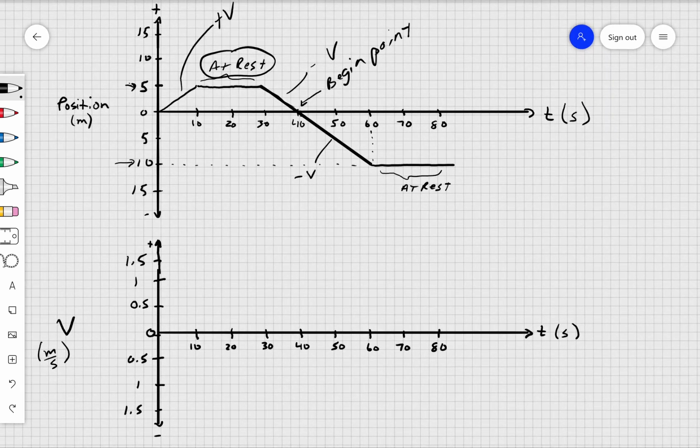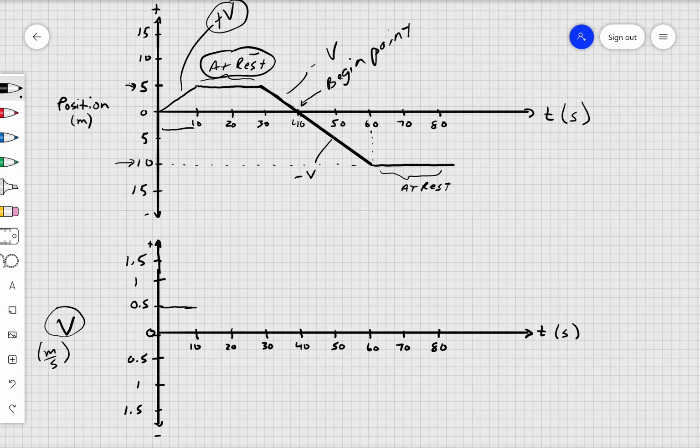Now, this is what is the slope, because this vertical axis is velocity, and we know that on the first graph, the slope is the velocity. So if I look in this first section here, for the first 10 seconds on the dt graph here, it was a rise of 5 and a run of 10. That's 5 meters over 10 seconds. That's 1/2 meter per second, and it is positive. So for 10 seconds, the velocity is positive 1/2 meter per second.